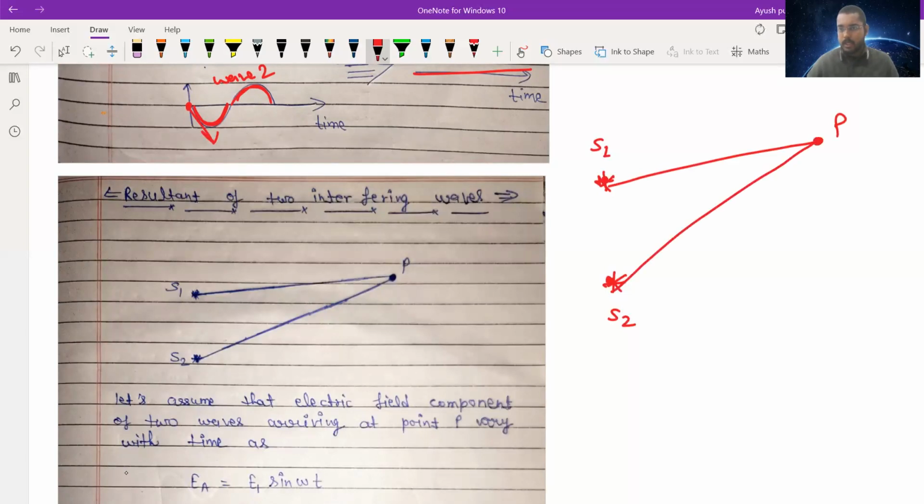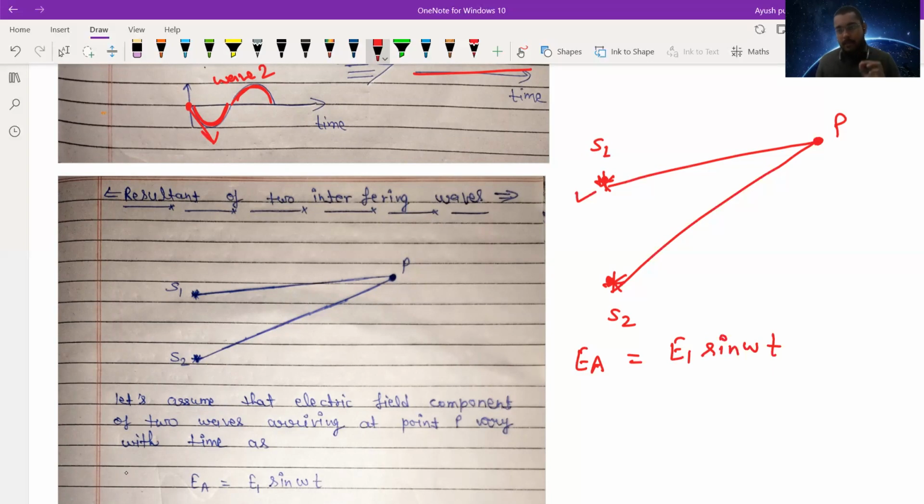Okay, these two light waves are interfering at this point P. Let's say the wave equation of the light wave from source 1 is given by EA equal to E1 sine omega t. I am writing these wave equations in terms of the electric field vector. Light waves can be written as the electric field vector or the magnetic field vector, so I am writing here in terms of the electric field.